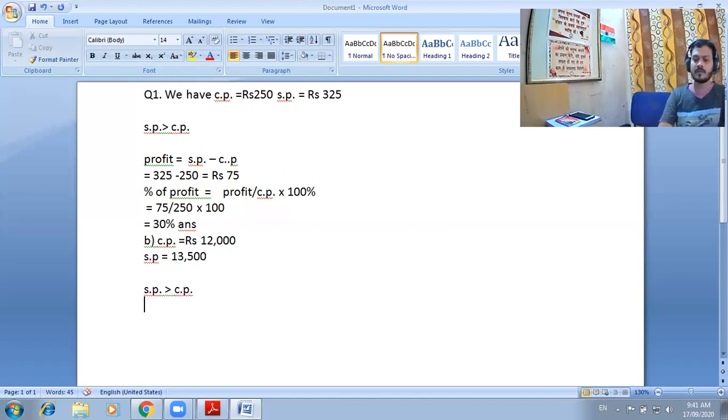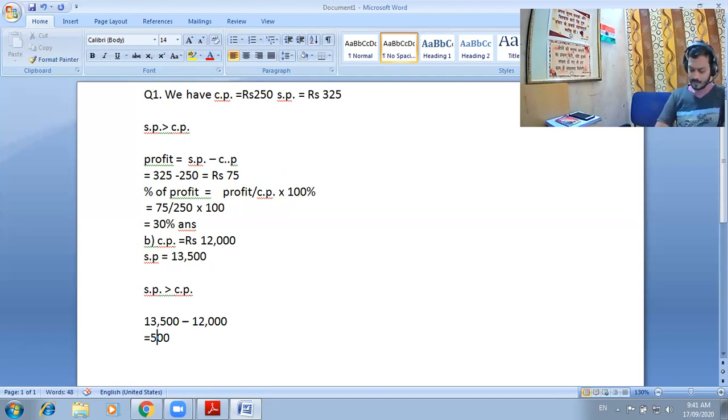So simply write the formula and put in the values: SP minus CP equal to profit. SP equal to 13,500 minus CP equal to 12,000, and the value is rupees 500.